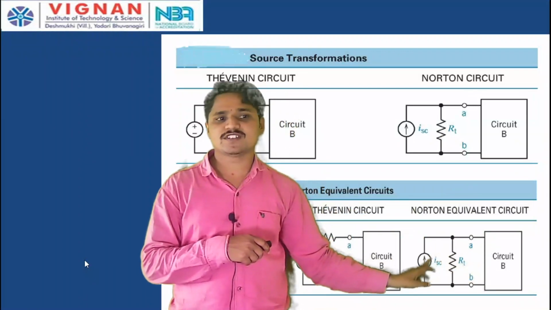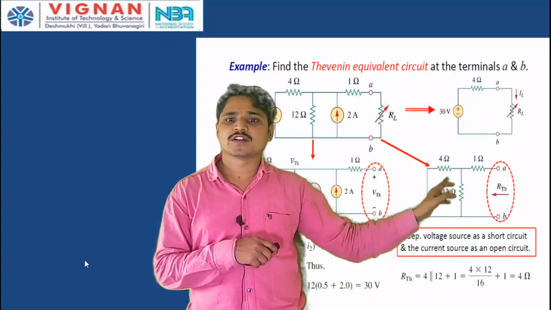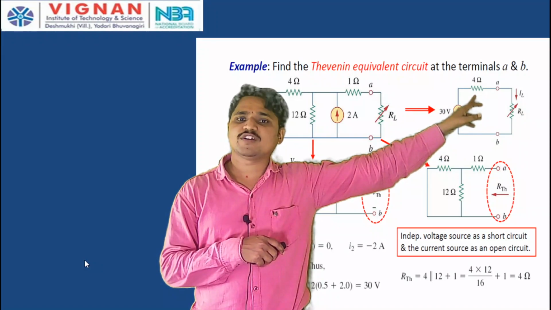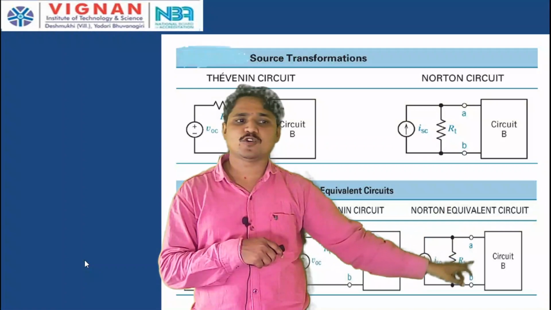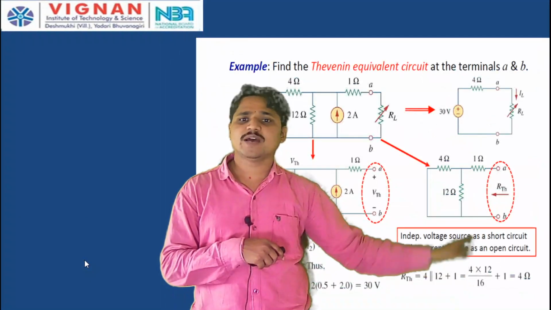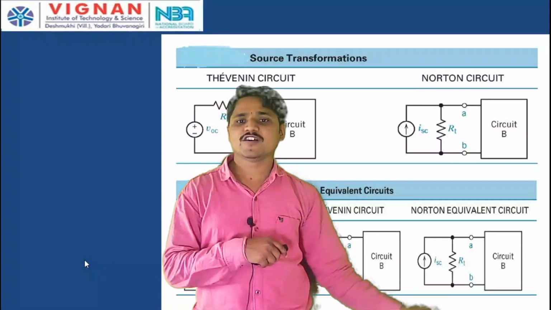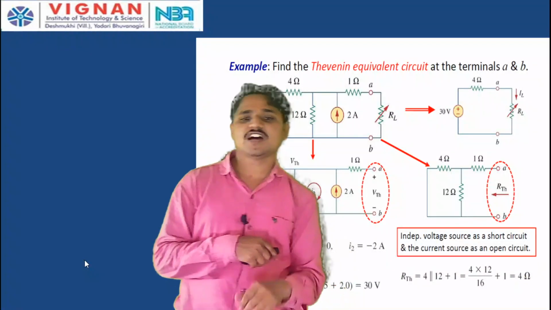What is the current of this I Norton? That is ISC, the short circuit current. It is nothing but 30 by 4, I equal to V by R, 30 by 4 amperes. So this is the 30 by 4 ampere ISC, and this R is how much? R Norton is equal to R Thevenin, that is 4 ohms. Again, circuit B is RL. So this is the dual network.